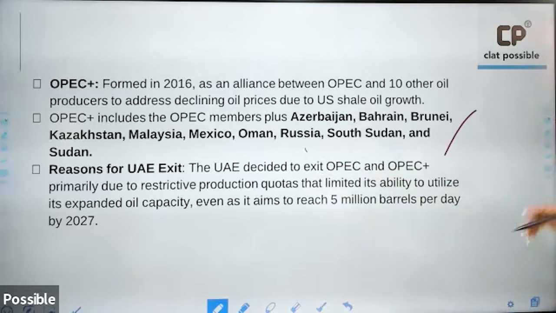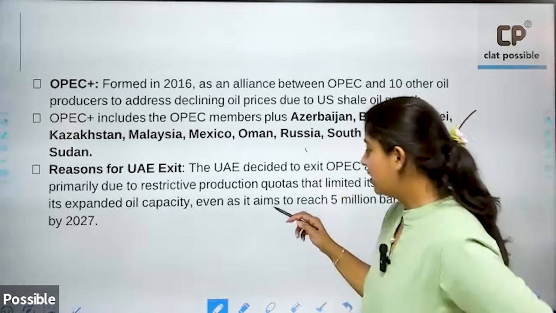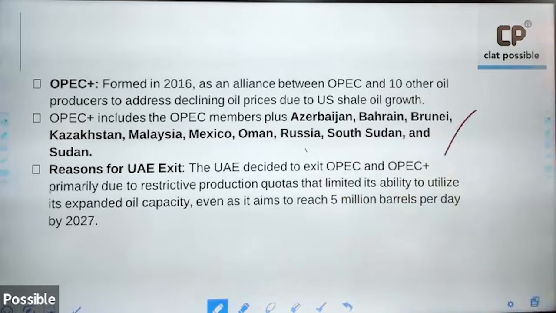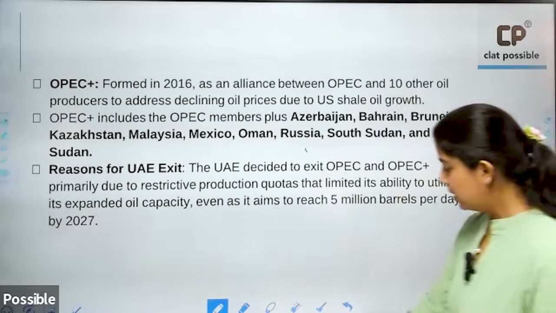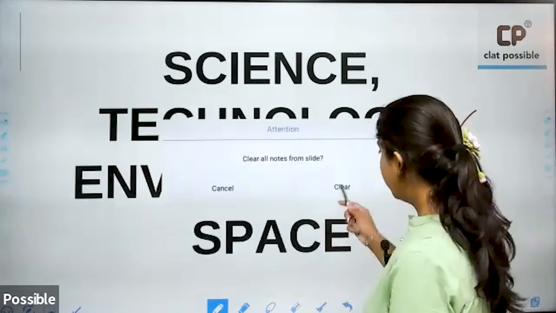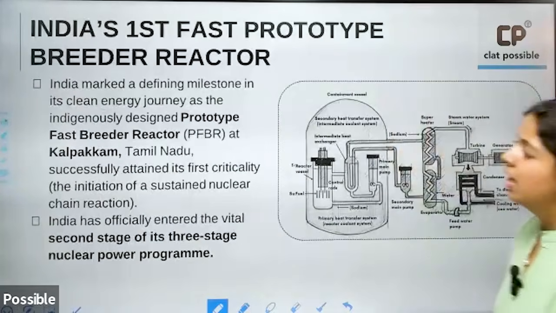UAE has said that it is exiting primarily due to restrictive production quotas that limited its ability to utilize its expanded oil capacity. Okay, and it also has this aim to reach 5 million barrels per day by 2027. Okay, then coming to science, technology, and space.